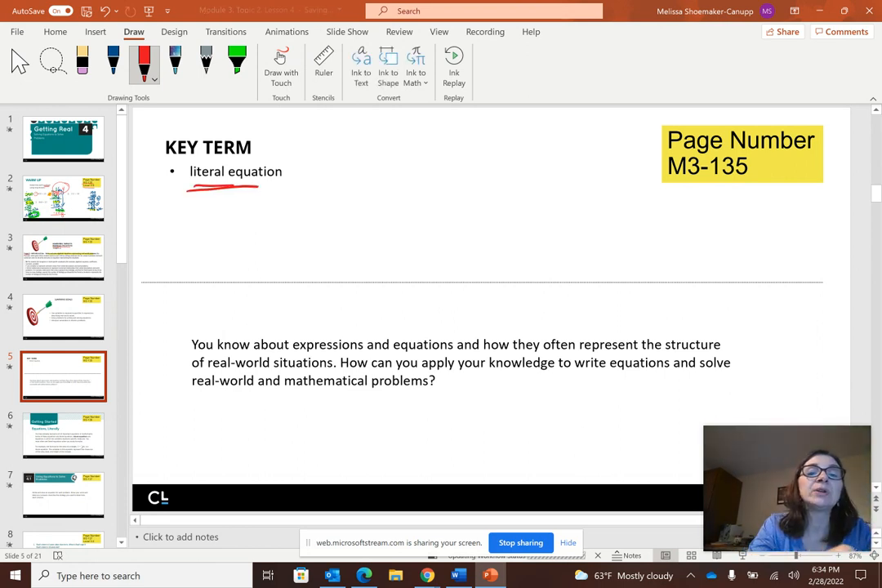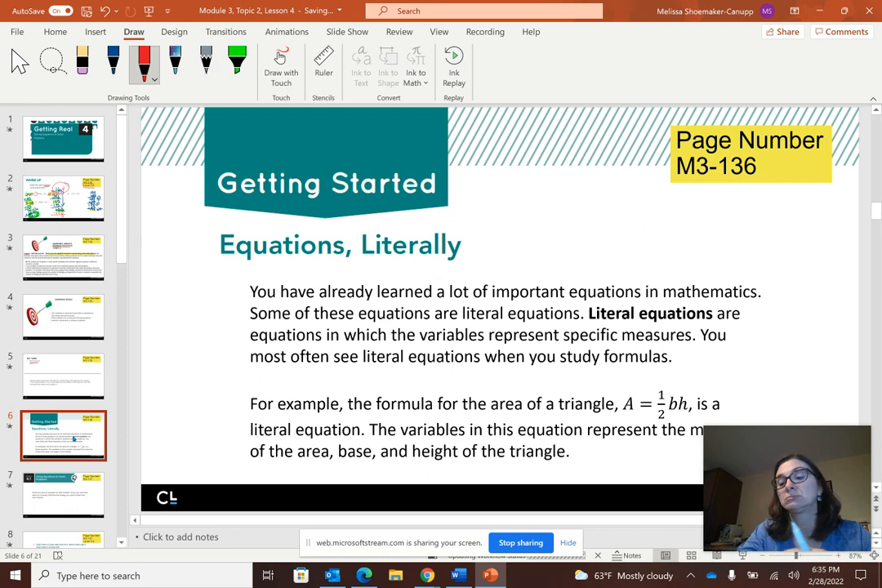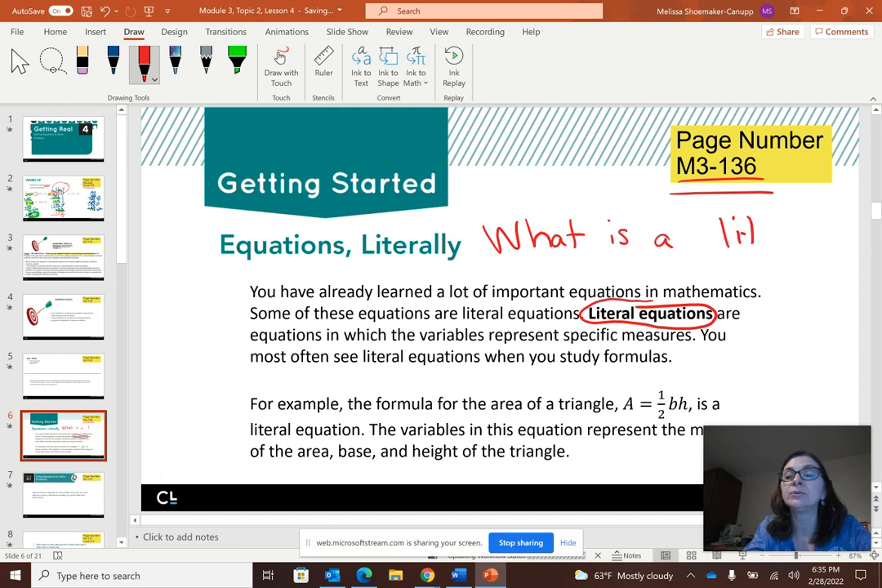Now, we might touch on what a literal equation is. It's not really in our target. It's just kind of extra. You know how we like to have extra sometimes. On page M3 136, we see the definition of a literal equation. So let's write here, what is a literal equation?